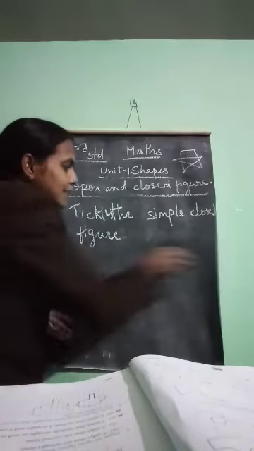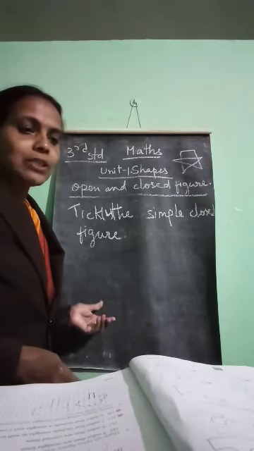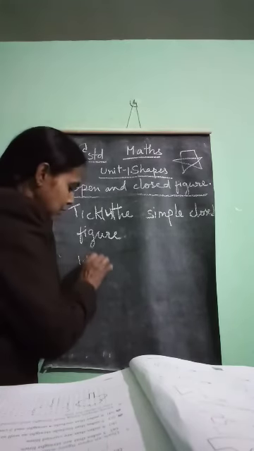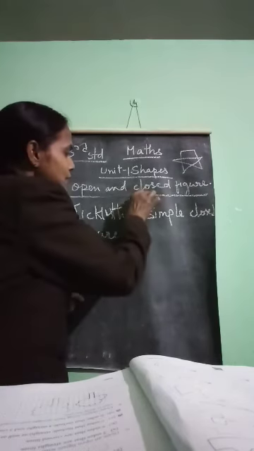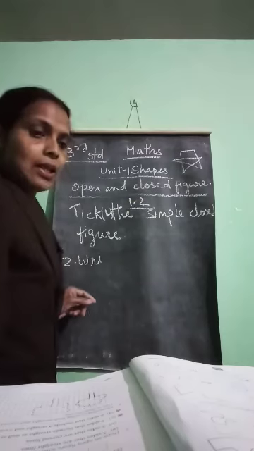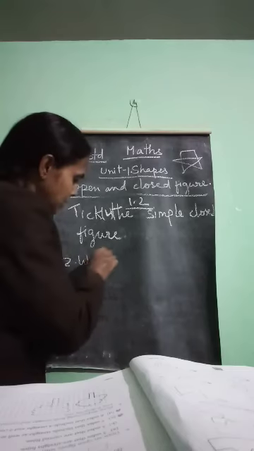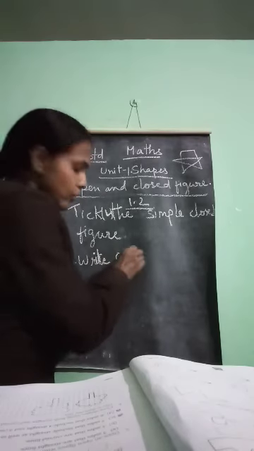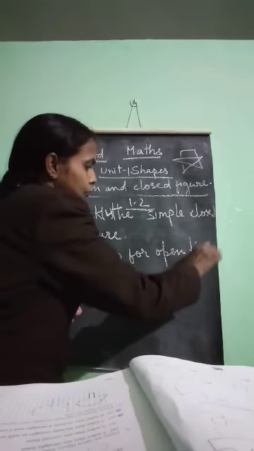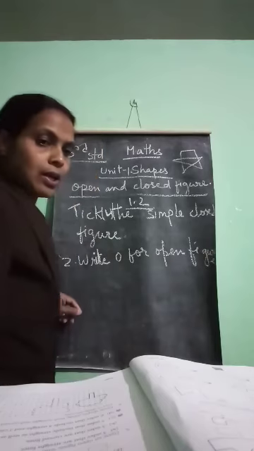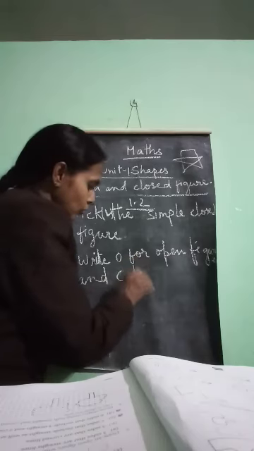Now, next one, write O for open figure and C for closed figure in the boxes provided. Right? This is question number 2. Exercise is 1.2. This exercise is 1.2. Right? Write O for open figure and C for closed figure.